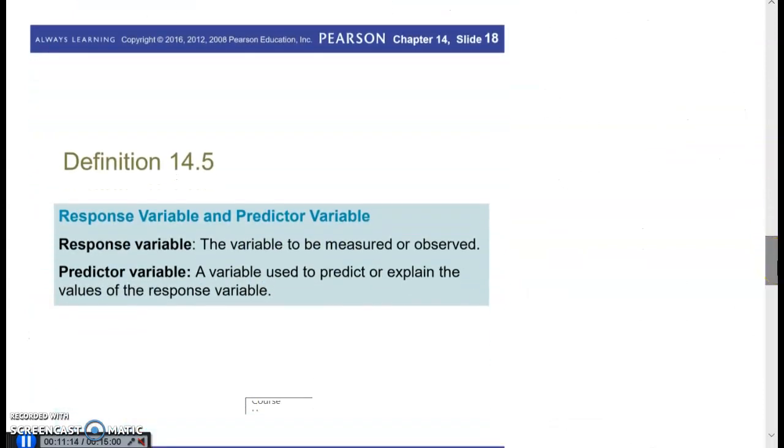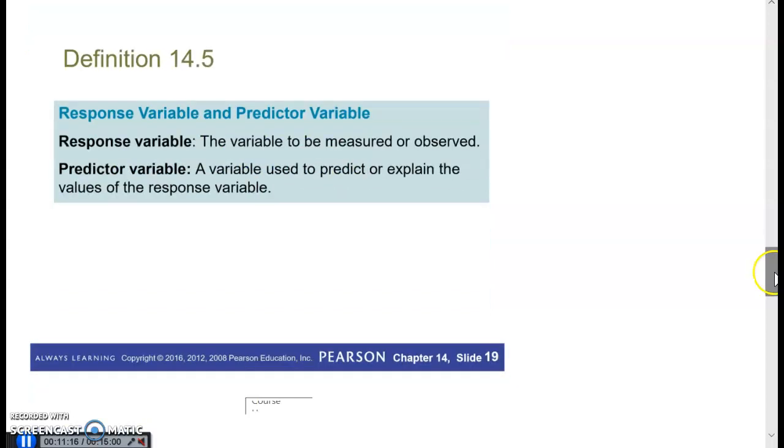So just some more definitions before we finish this video off. Your predictor variable, I've used that term already, that's your X value. That's the variable you're going to use to predict or explain the values of the response variable. So in the problem we just did, that was the number of hours that you study, and the response variable was the test grade. That's also kind of your outcome.